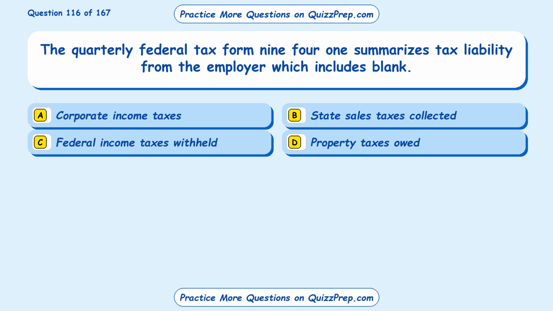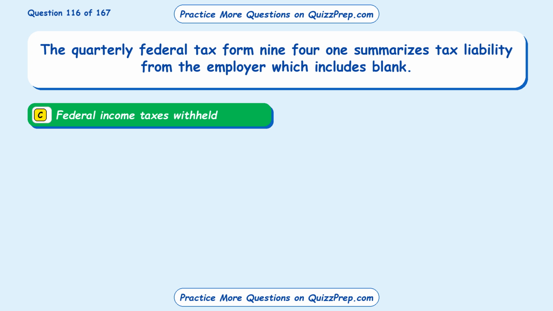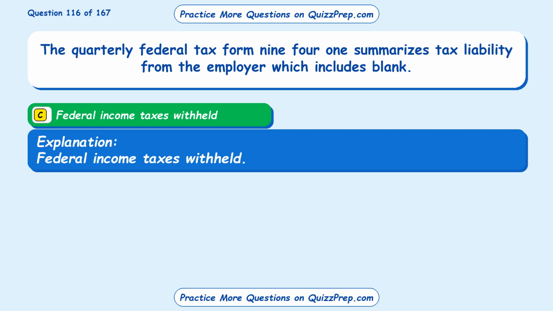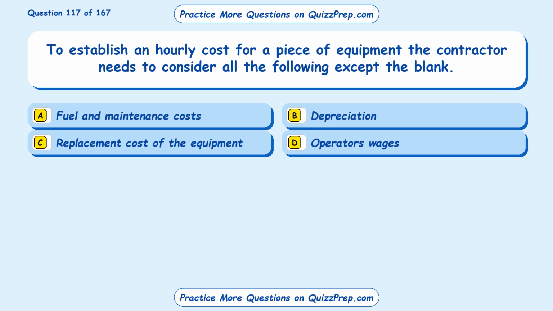Option B, state sales taxes collected. Option C, federal income taxes withheld. Option D, property taxes owed. The correct answer is option C, federal income taxes withheld. Question 117.